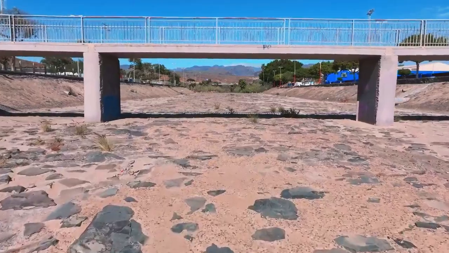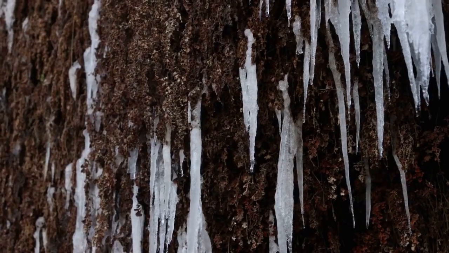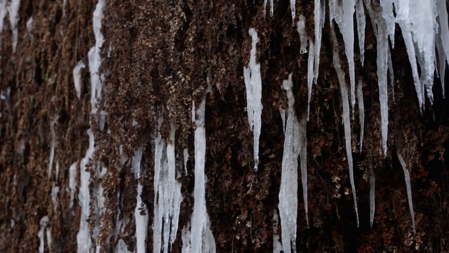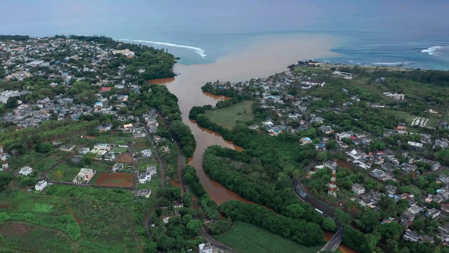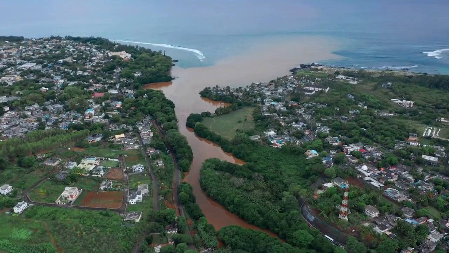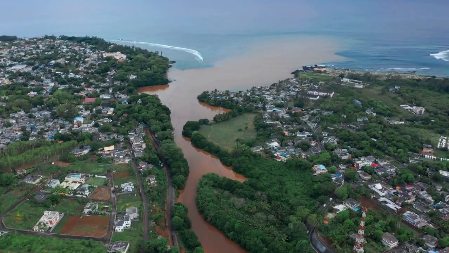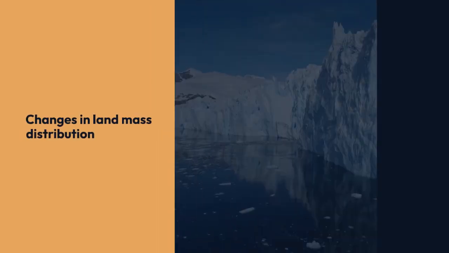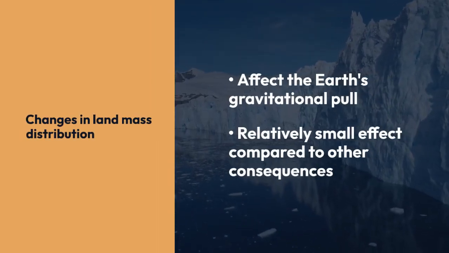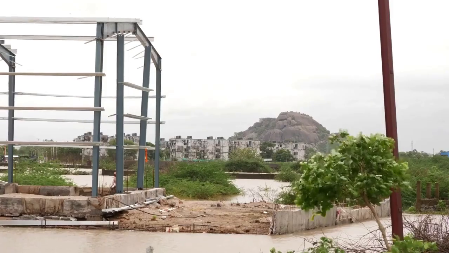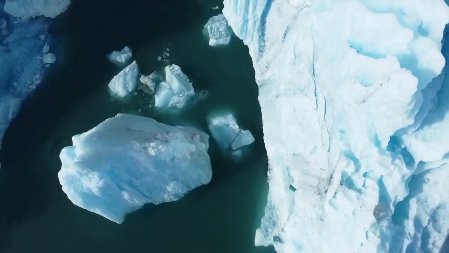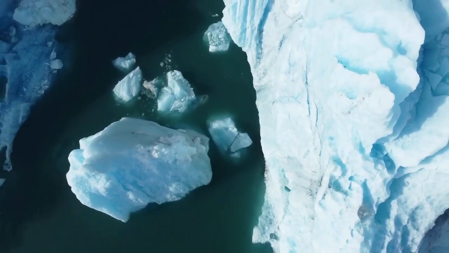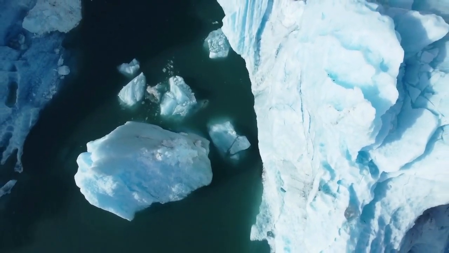6. Freshwater sources would be impacted, as the melting of glaciers and ice caps contributes significantly to the freshwater supply for many regions. The loss of this fresh water could lead to water scarcity and conflicts over remaining resources. 7. Changes in landmass distribution would affect the Earth's gravitational pull, though this effect would be relatively small compared to the other consequences.